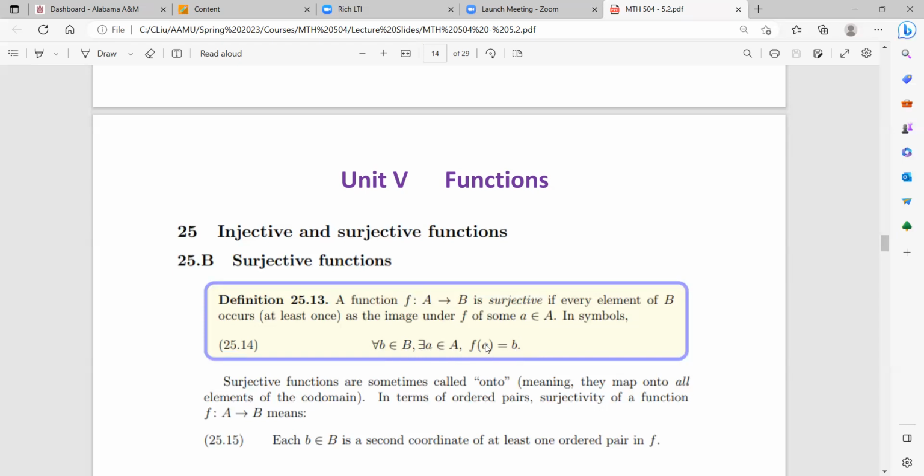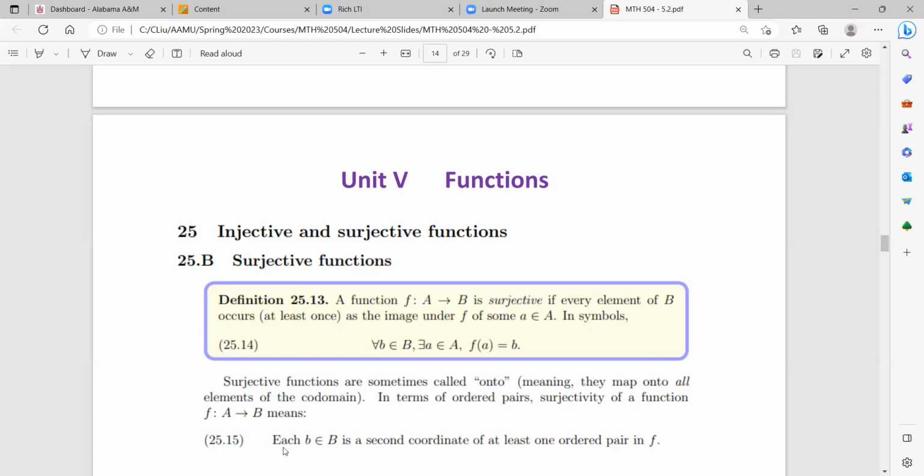Okay, so in other words, the function is defined for each element in the codomain. So we say that function is surjective, or sometimes we call it onto. All right, so that means the function maps onto all elements of the codomain. So there should be no element left in the codomain not in any of the pairs of the function.